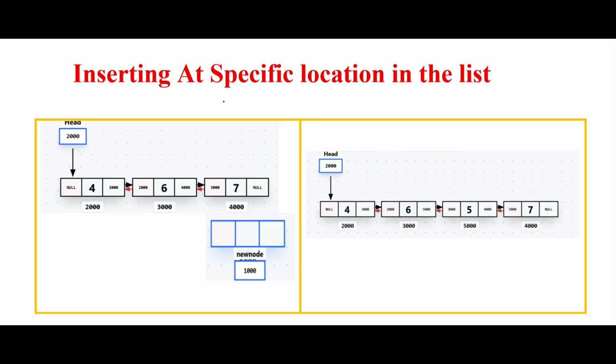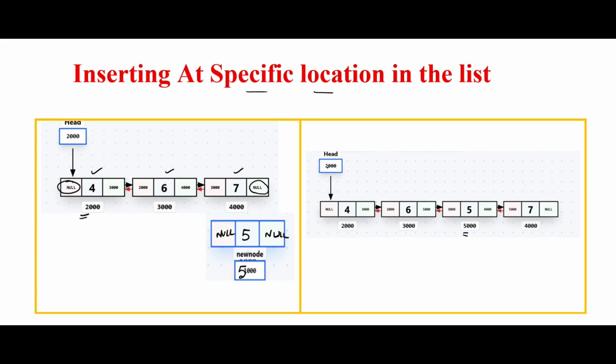Dear students, in this video, I am going to discuss how to insert at a specific location of a doubly linked list. The head's previous is null and the last node's next will be null, right? So this is the new node. As per this, data is 5 and its previous and its next are also null, right?